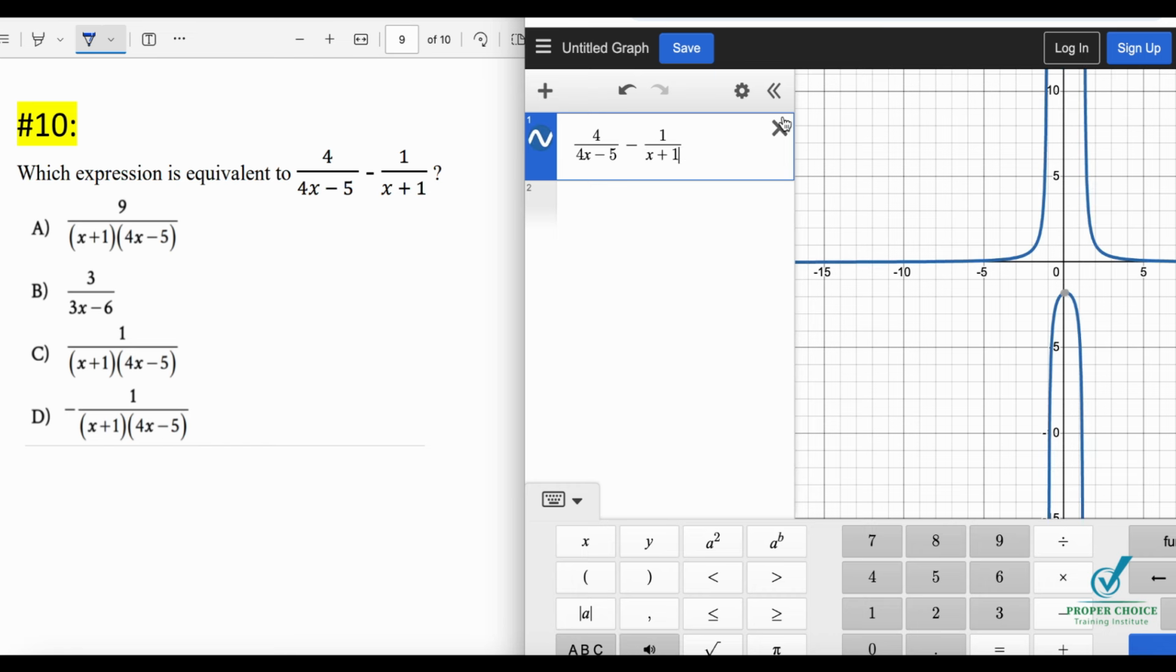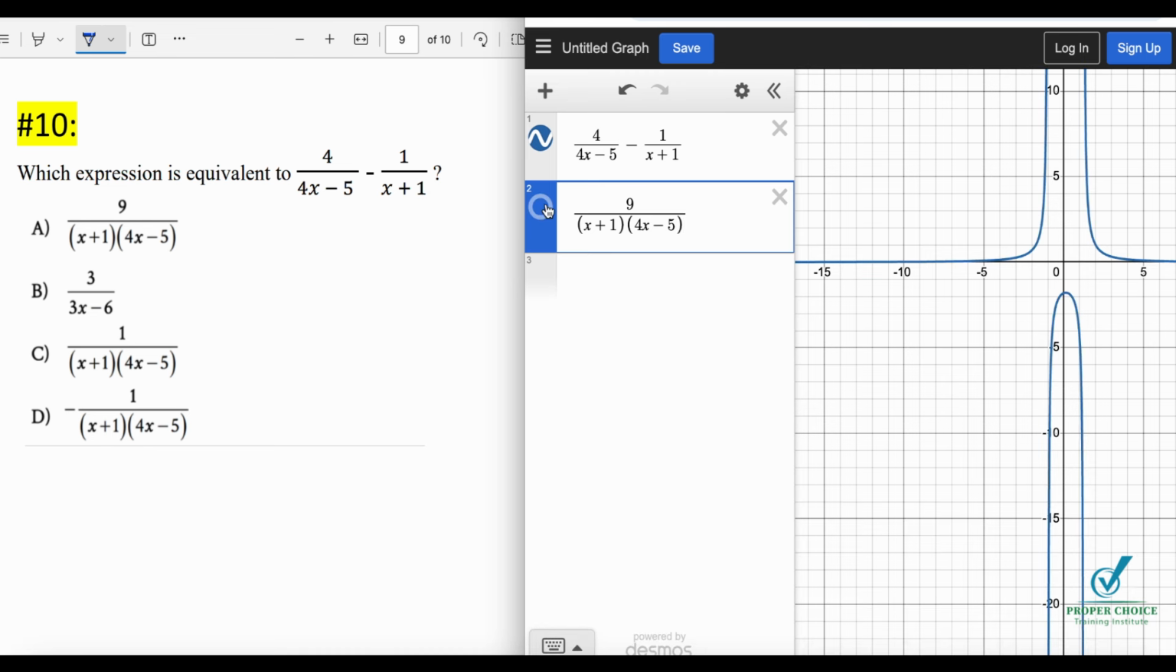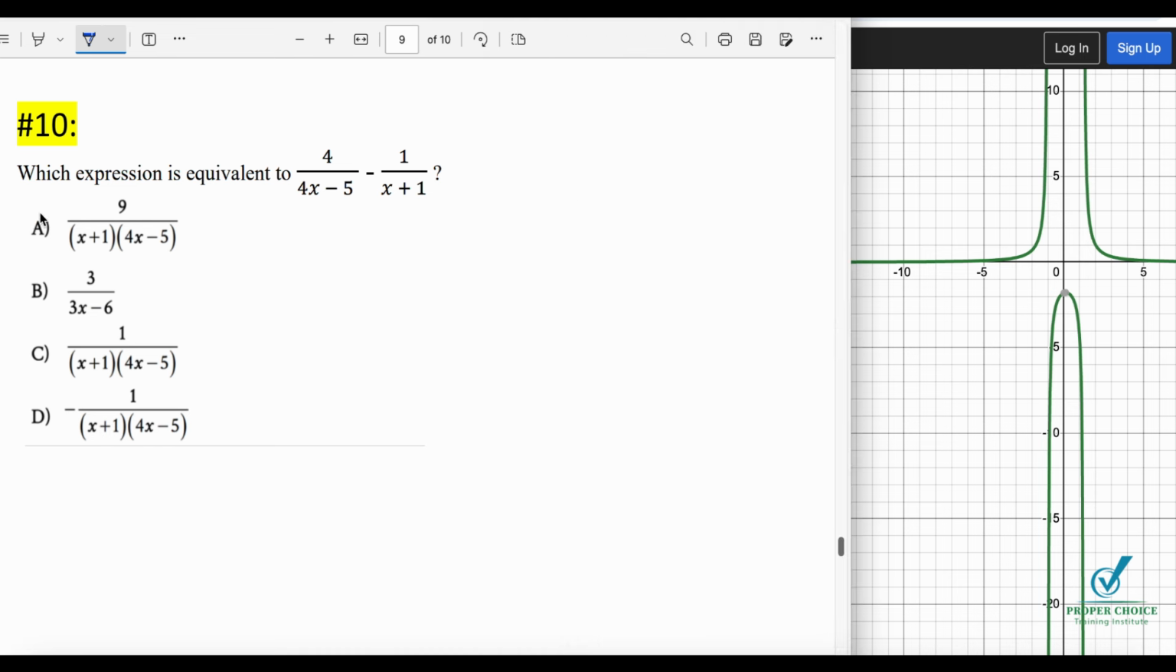This is the graph of the original expression. Now try to match up with the graph of each option. Option A says 9 divided by x plus 1 times 4x minus 5. Yes, I can see that it exactly matches the original one. So how do you check it? Blur this one. This was the original graph, and when you make it shown, this is the graph of the second expression. Both are matching, so definitely this is your answer.